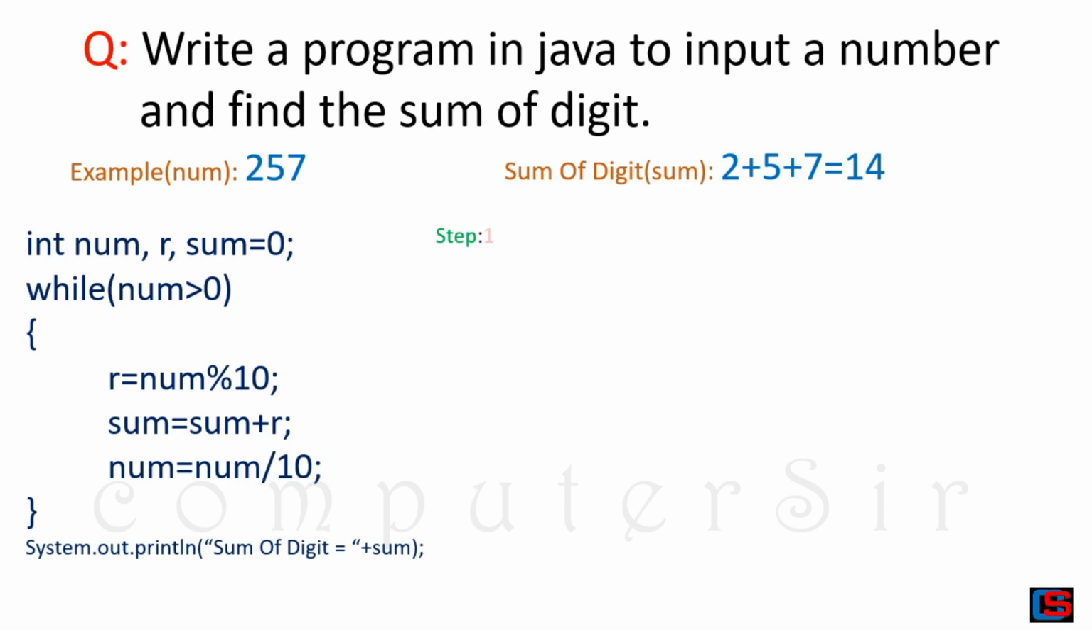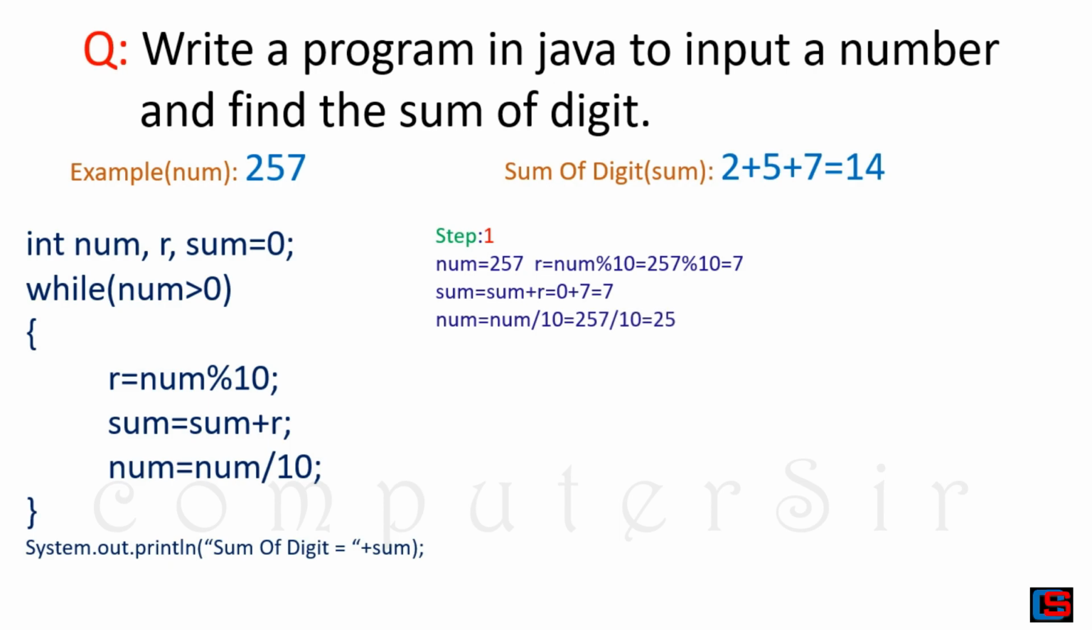So in step 1, you can see the initial value of num entered by the user is 257, then num equals 257 and r equals num modulo 10. So 257 modulo 10, r becomes 7 and sum equals sum plus r. The initial value of sum is 0, so 0 plus 7 becomes 7. So the sum value becomes 7. Now num equals num divided by 10. The num is 257, so 257 is divided by 10 and it becomes 25.